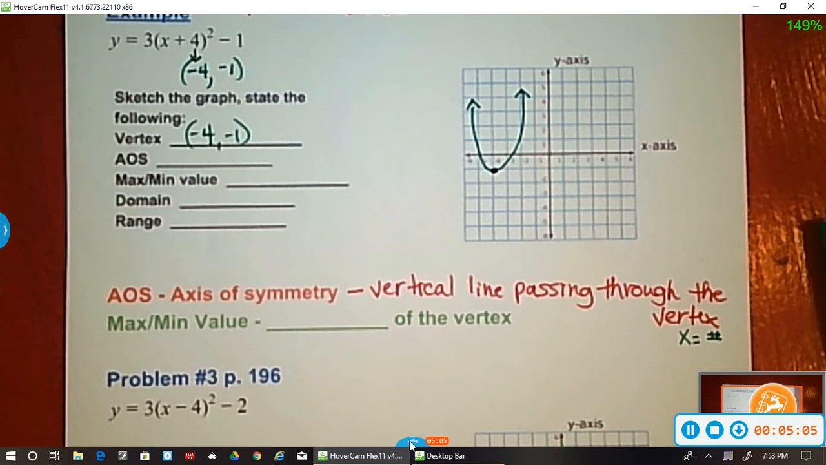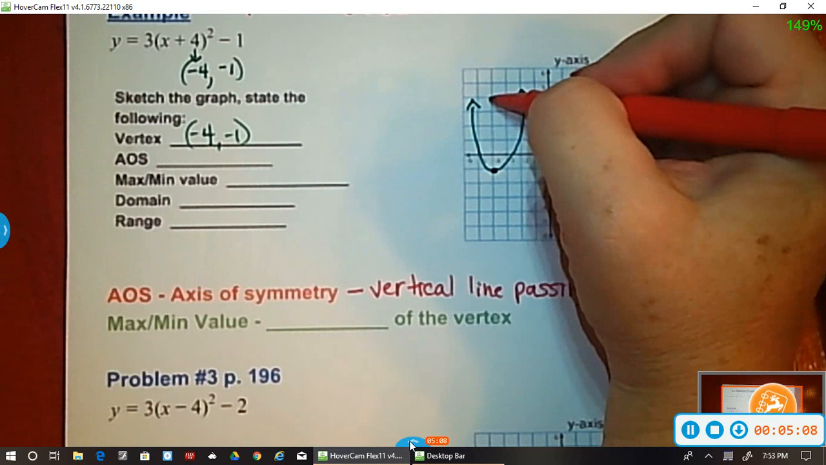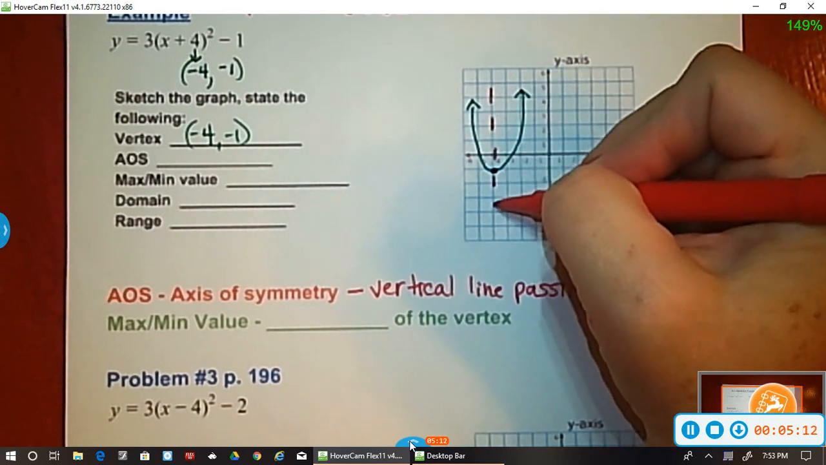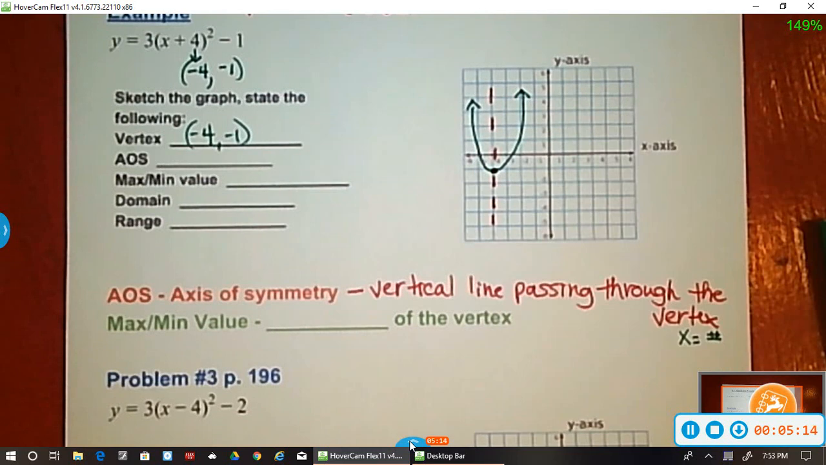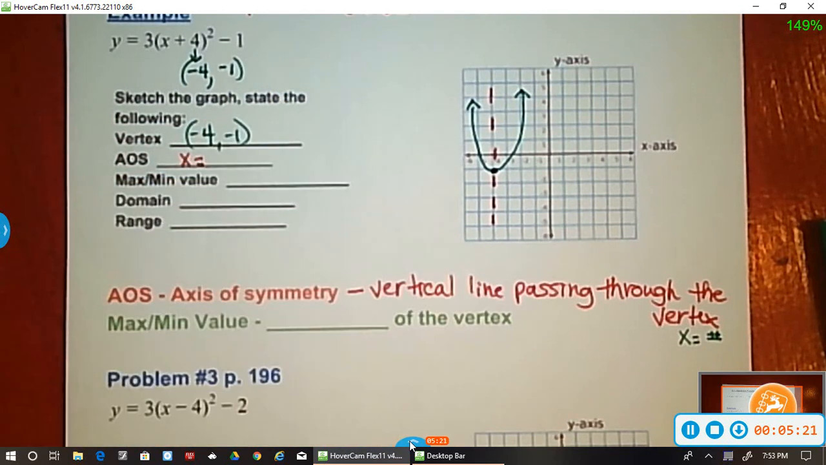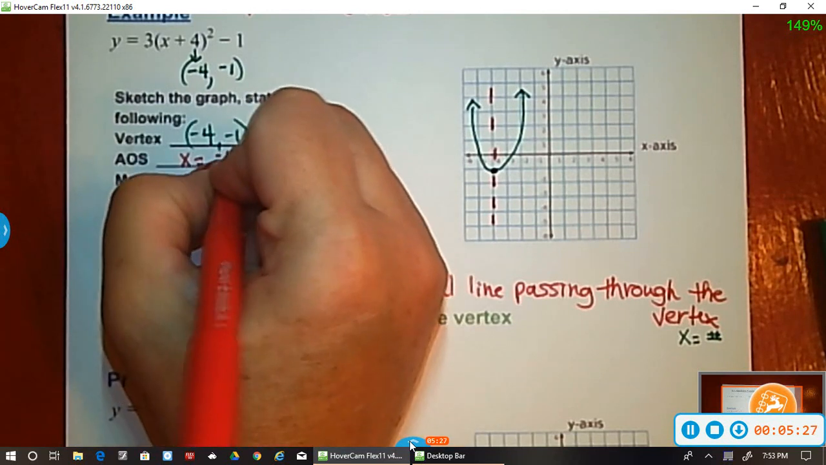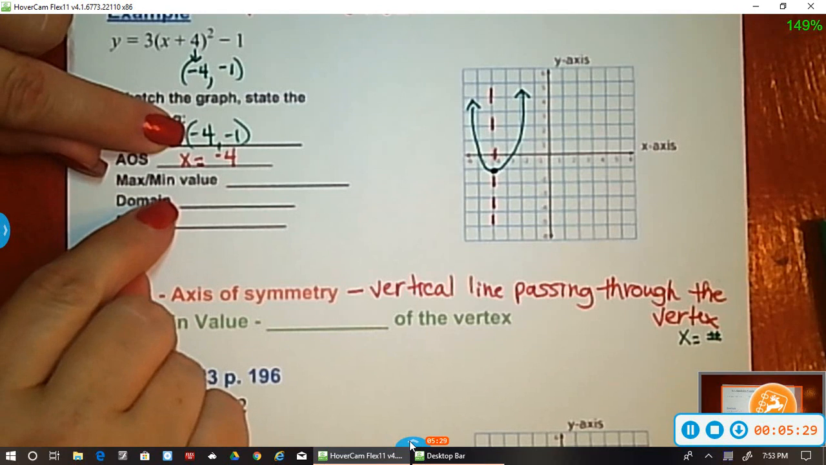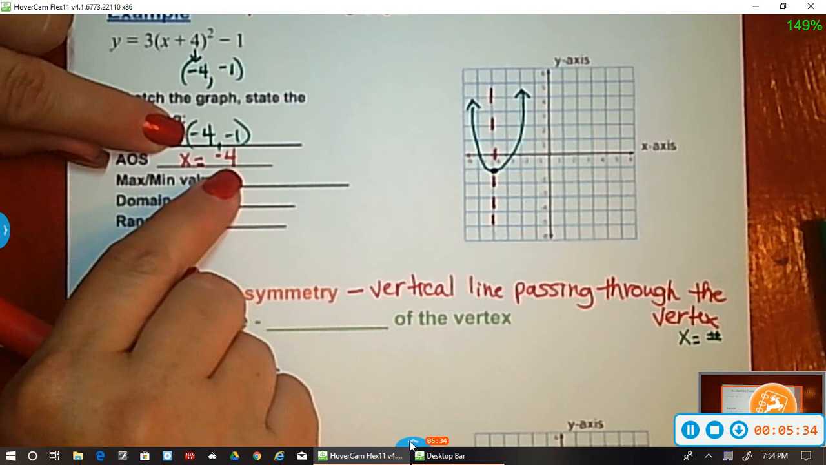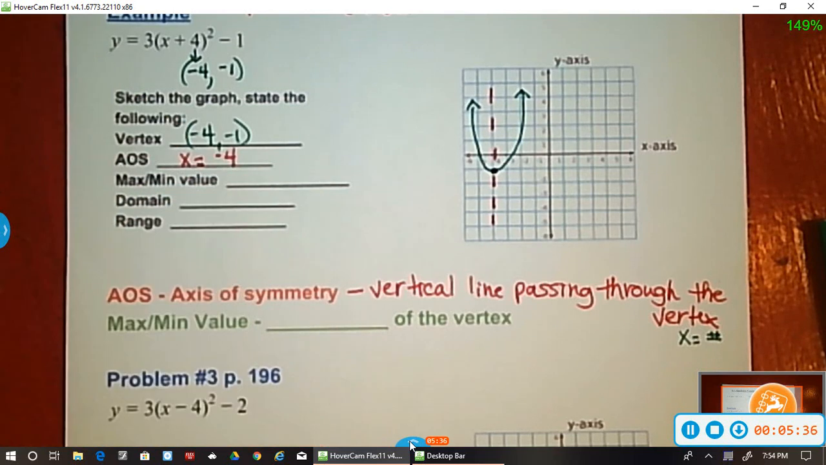So now, my axis of symmetry is this vertical line that passes through the vertex. The equation for that vertical line is going to be x equals, and the axis of symmetry touches the x-axis at -4. If you'll notice, that comes straight out of our vertex here. So your axis of symmetry is always the x part of your vertex.